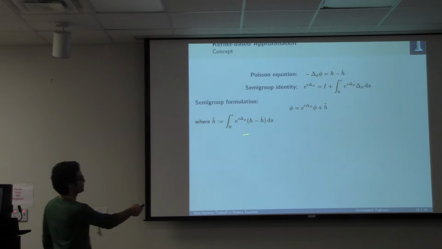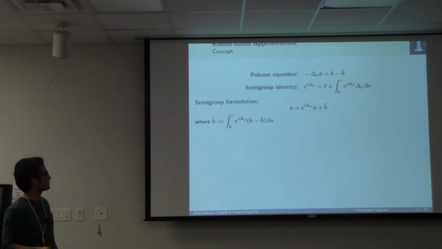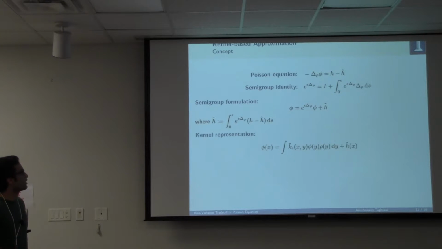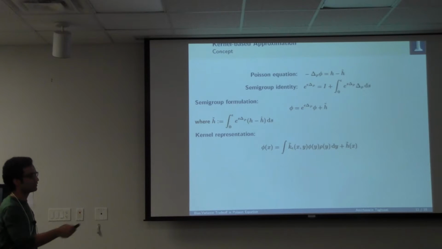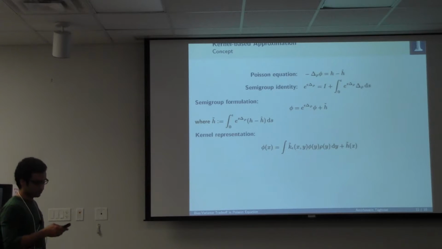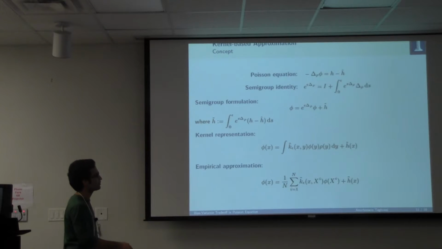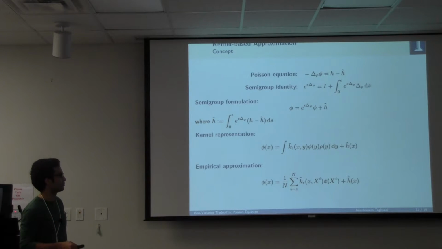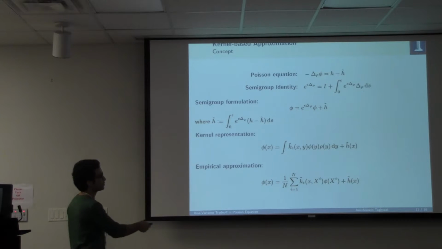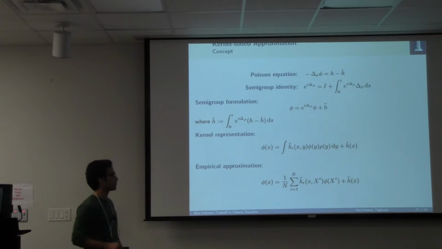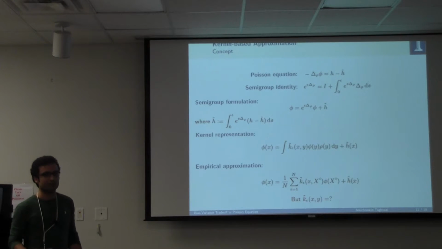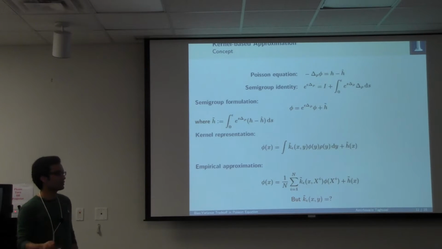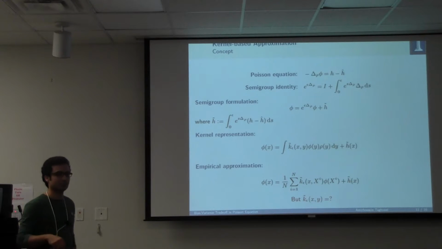H tilde is defined as follows. Then if you assume that the semigroup admits the kernel, you can write the semigroup in terms of the kernel in integral form. And finally, you can approximate this integral in terms of your samples, your particles. This is potentially a finite dimensional equation, and you can solve it. But the problem is that the kernel is not explicitly known. So in the next slide, I will provide a way to approximate this kernel.